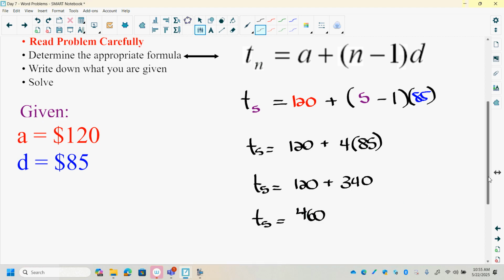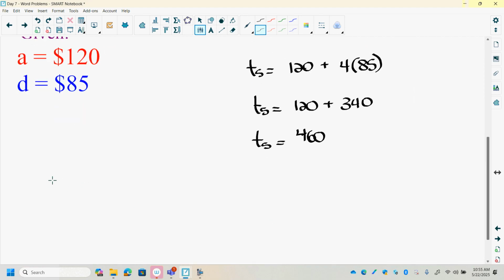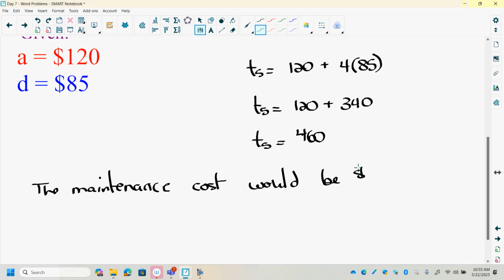And to finish this question, I would write the following. The maintenance cost would be $460 at the end of year 5. Cool? All right.